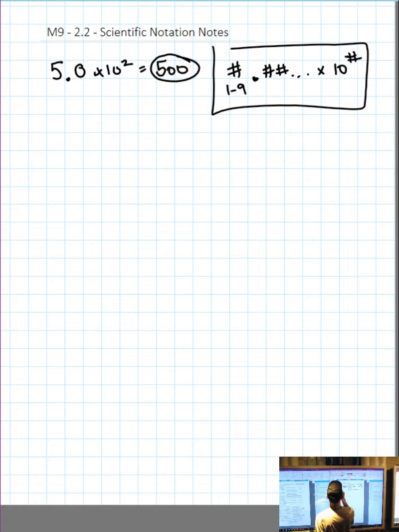So let's take a look at 8.43 times 10 to the 5 equals. Well, as you can see in the notes, 10 to the 5 is 10 with 5 zeros after it, 100,000. And 8.43 times 100,000 means that we're going to move the decimal 5 to the right.